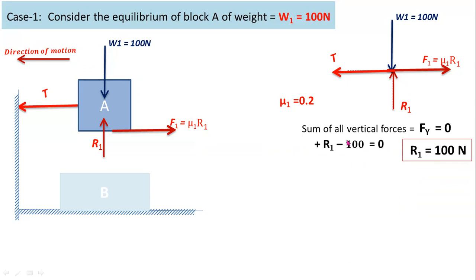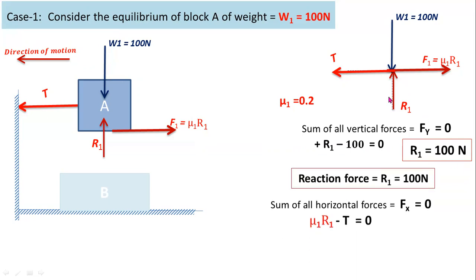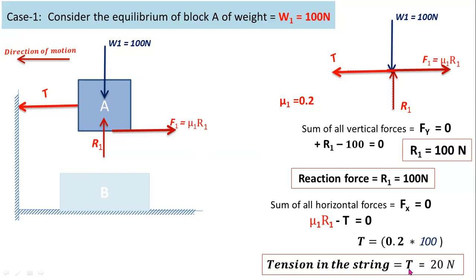Now resolve all the forces along the horizontal axis. Here for left side direction, you have to consider negative sign. For right side direction, you have to consider positive sign. So capital T equal to mu1 R1. Now already we know that mu1 equal to 0.2 and R1 equal to 100. So tension in the string T equal to 20 newtons.